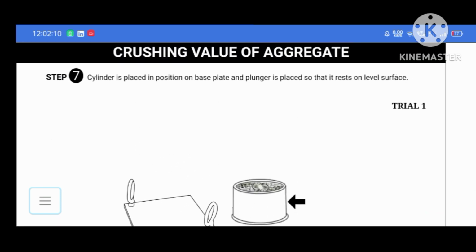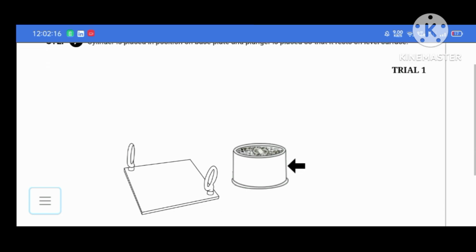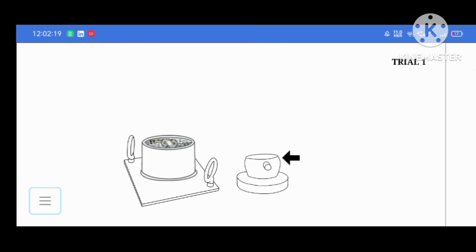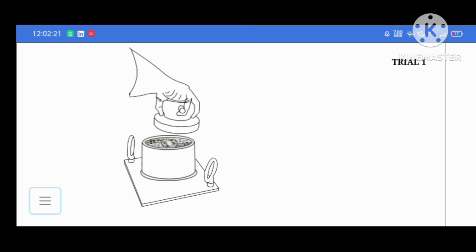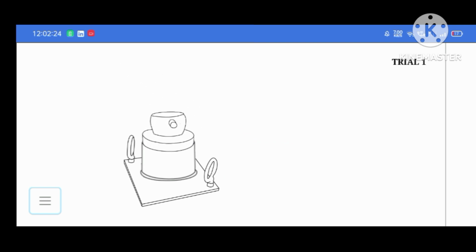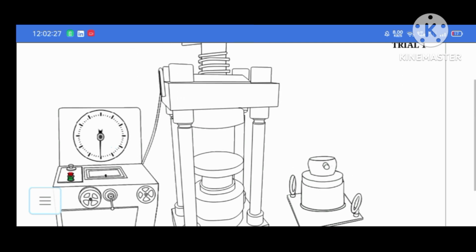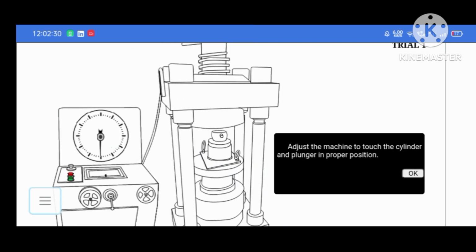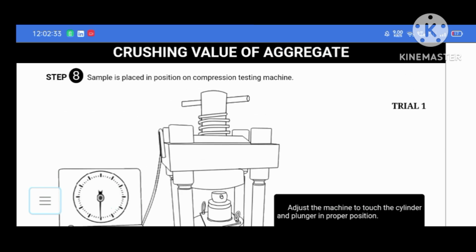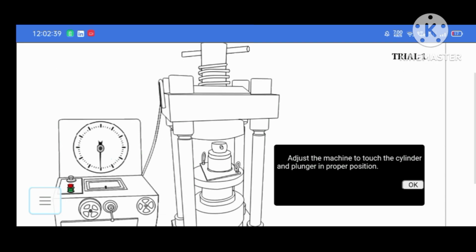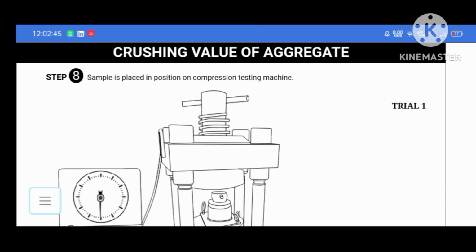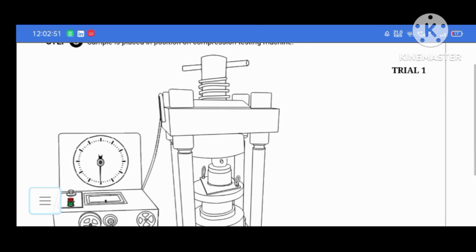The cylinder is placed in position on the base plate and the plunger is placed so that it rests on the level surface. This is our plunger. We have this with a level surface. Now put this entire mold over the compression machine. The sample is placed in position on the compression testing machine. Adjust the machine to touch the cylinder and plunger in proper position. We should rotate this until it touches the base and then apply the compression.